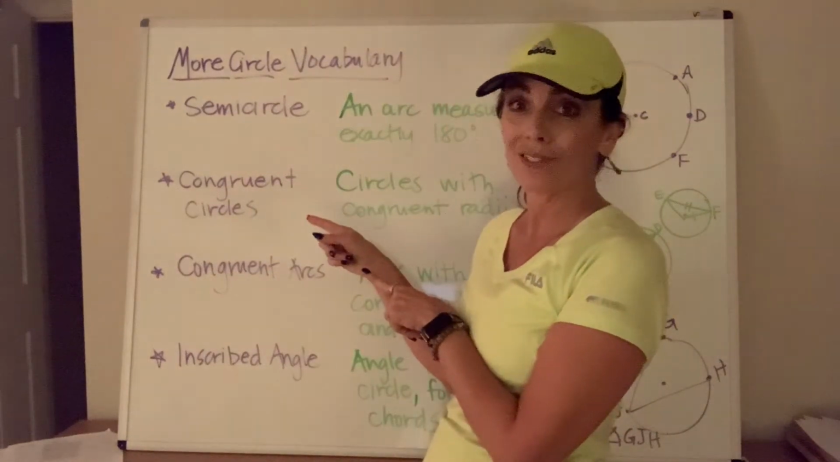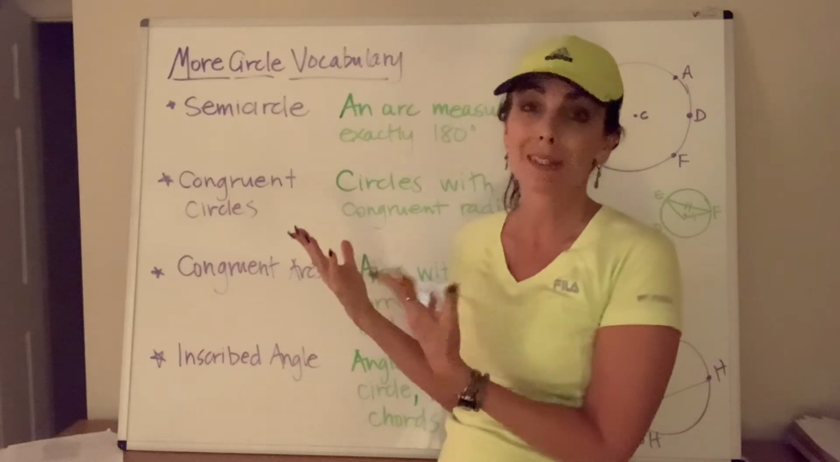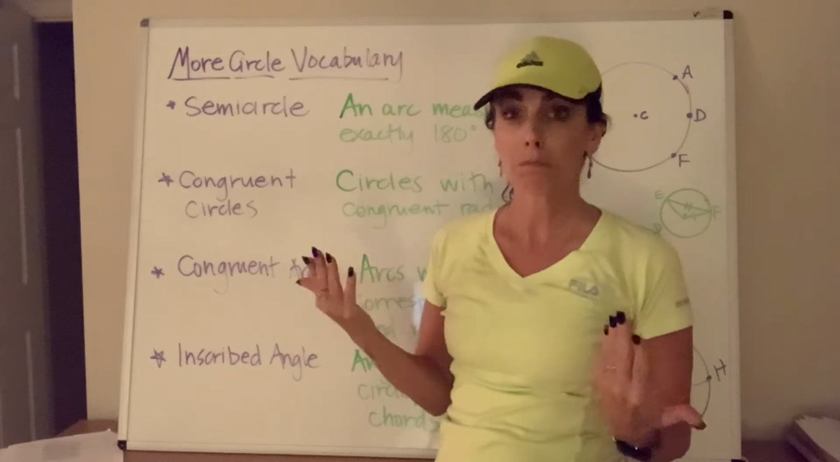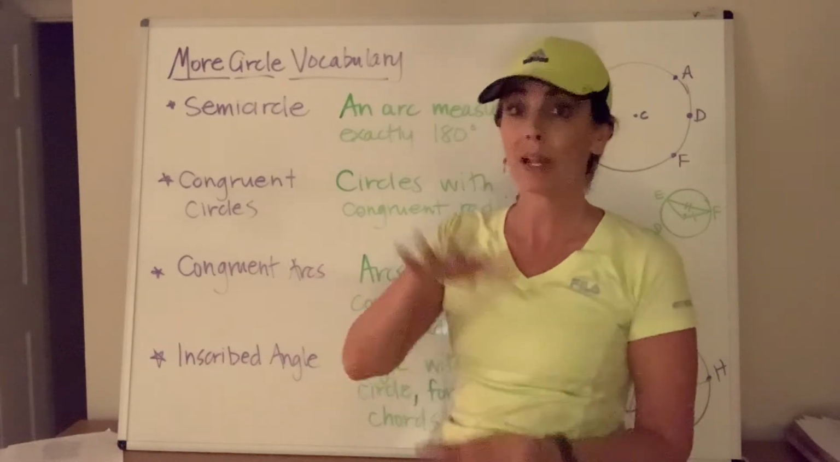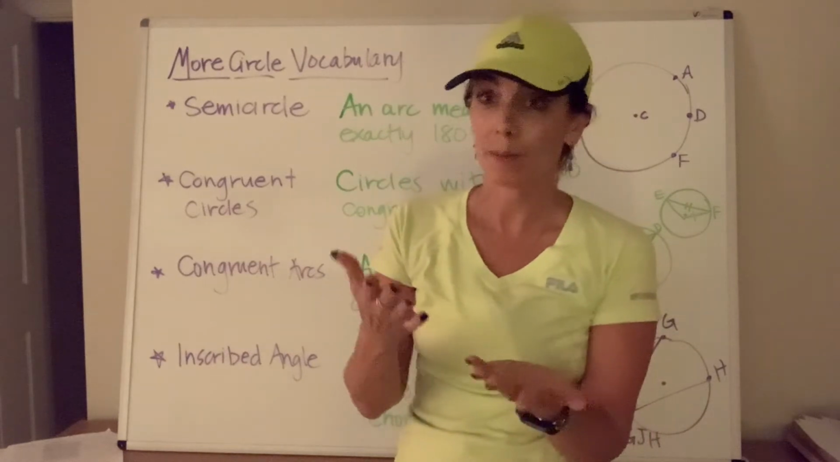Congruent circles. Okay, we talked about this a little bit in class, but congruent circles are nothing more than circles that have congruent radii. As long as the radii are the same length, then the circles are going to be congruent. You could stack one on top of the other and it's going to be exactly the same size. Of course, it's the same shape.